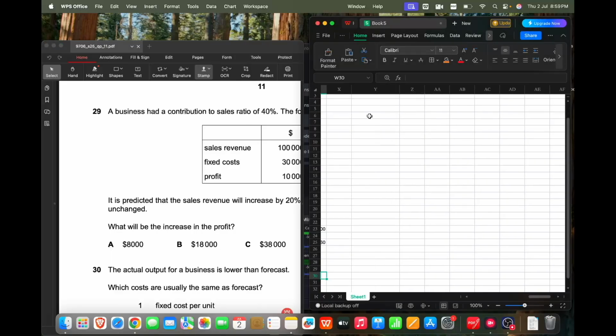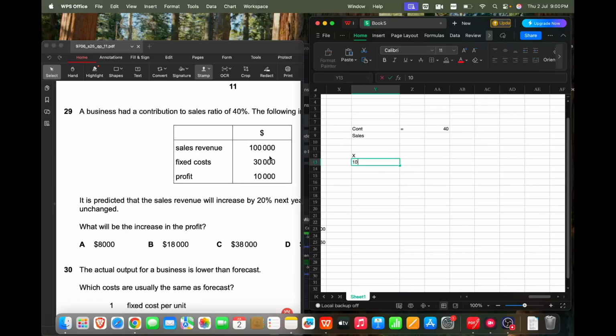Contribution to sales is contribution divided by sales, which should equal 40%. Now contribution we don't know, so we'll just name it X, and the sales amount is given as 100,000. This is your 40%, and this is equal to 40%.